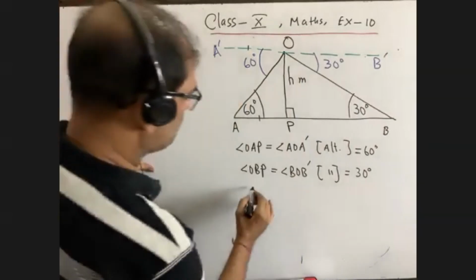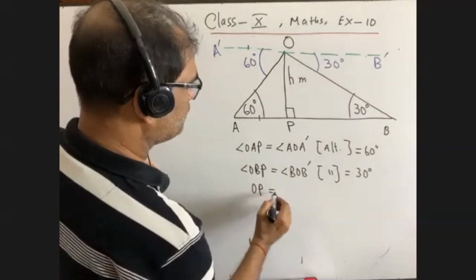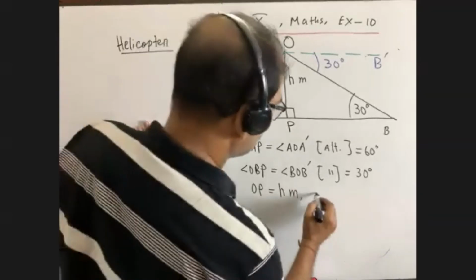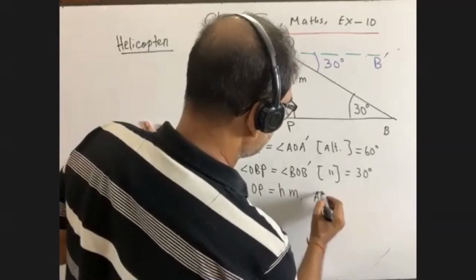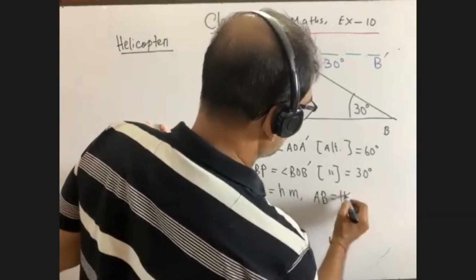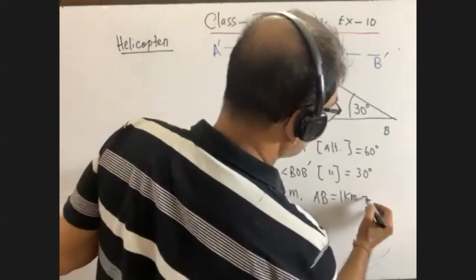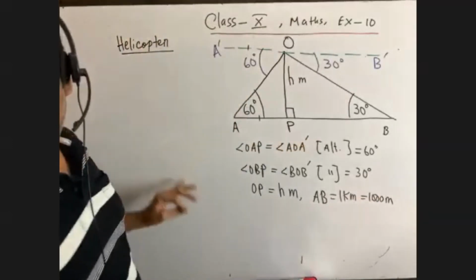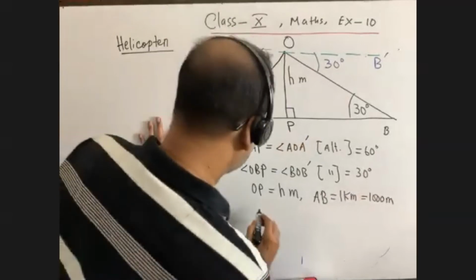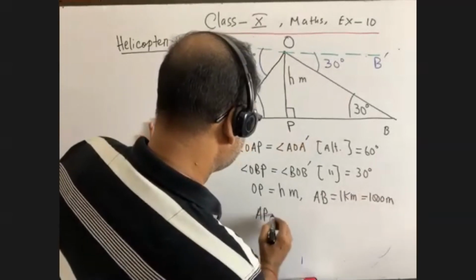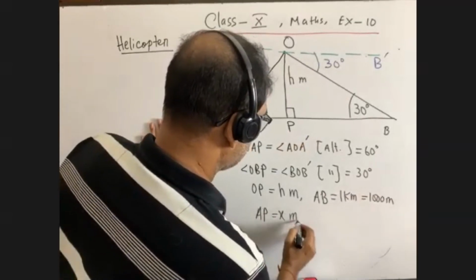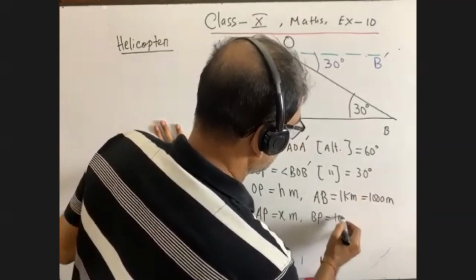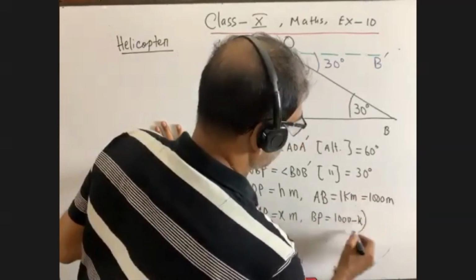Here we are going to let OP is equal to 8 meter. We are going to write down AB is equal to 1 kilometer, means 1000 meter. So if we let AP is equal to X meter, then we are getting BP is equal to 1000 minus X meter.